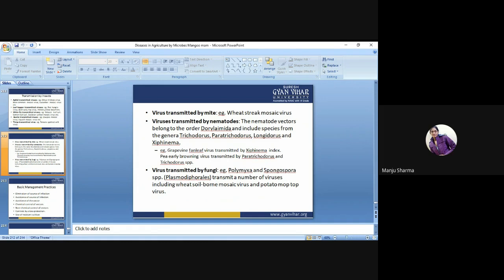Basically, the viruses transmitted by fungi, for example, Polymyxa and Spongospora species, then Plasmodiophorales transmit a number of viruses, including wheat soil borne mosaic virus and potato mop top virus.